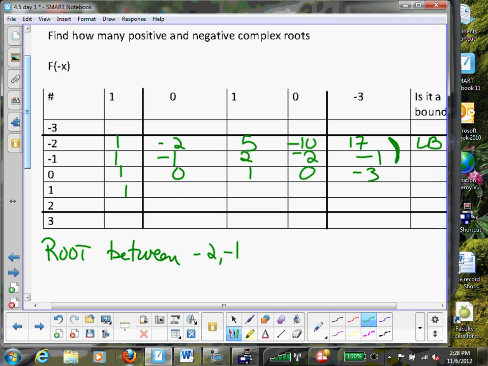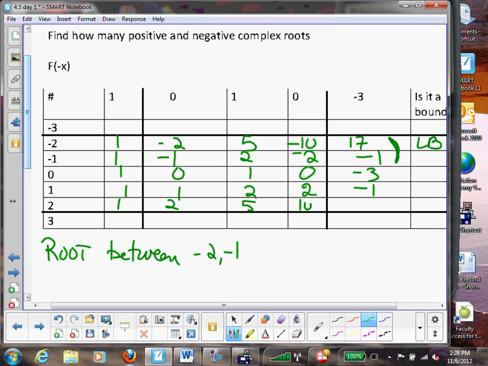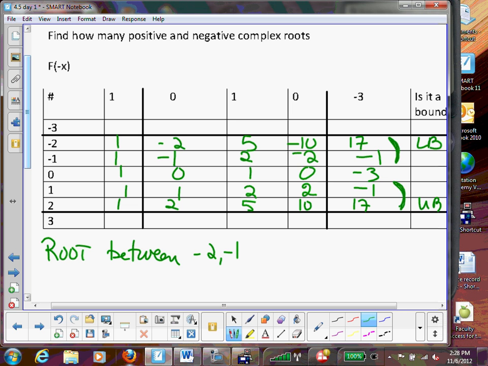1. 1 times 1 is 1. 1. And we get 2. 1 times 2 is 2. 2. -1. Nope. Let's try 2. 1 times 2 is 2. 4, 5, 10, 20, 17. What did we just find? An upper bound. And we found, again, another sign change going on, which means that we have another root between 1 and 2.